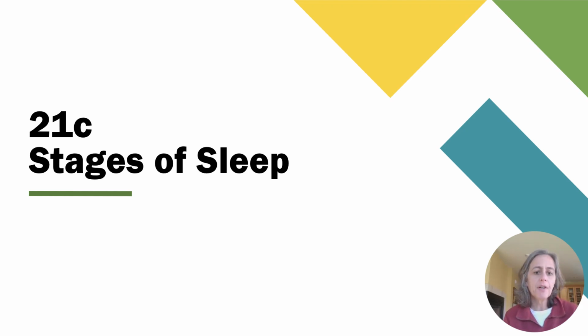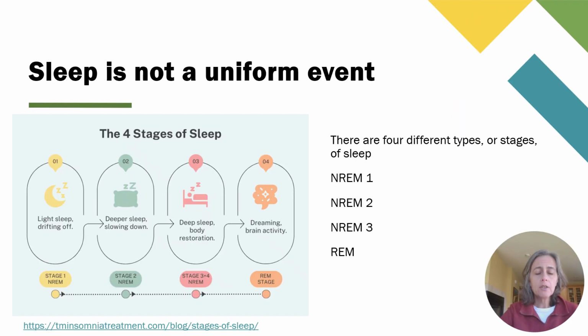All right, everyone. For our third part of Lecture 21, we're going to talk about the different stages of sleep. So sleep is not a uniform event. The same things are not happening during all the different parts of the night. And in fact, there are 4 different types or stages of sleep, 4 different phases of sleep. Now, if you look online, some people now are talking about 5 phases of sleep. We're going to use 4. That's what's been used for quite some time, and it's what's in the textbook.